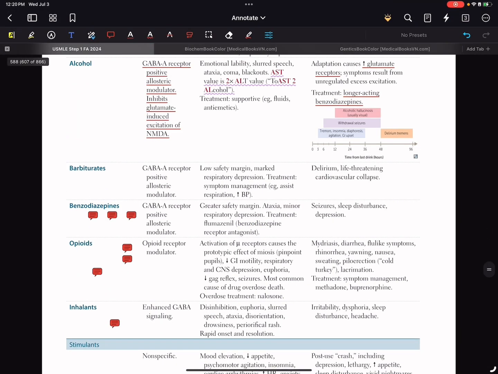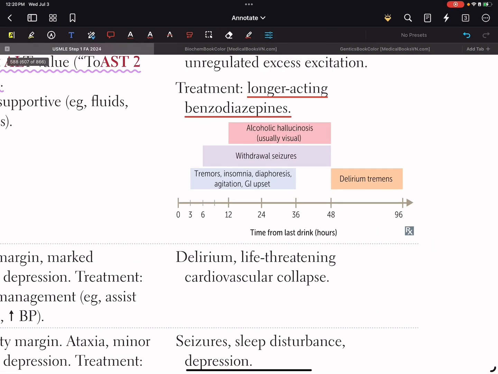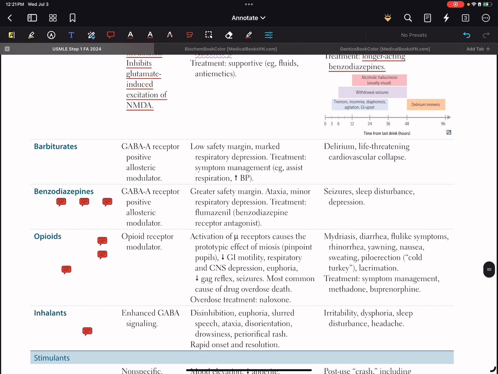We have here alcohol withdrawal timeline starting from 0 to 6 hours. Tremors are the first thing, then insomnia, diaphoresis, agitation, anxiety, upset, withdrawal seizures, alcohol hallucinosis, then delirium tremens after 2 days. Okay, barbiturates: GABA-A receptor positive allosteric modulator, same as alcohol.